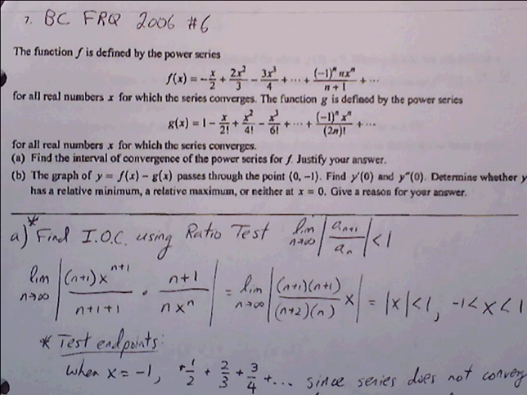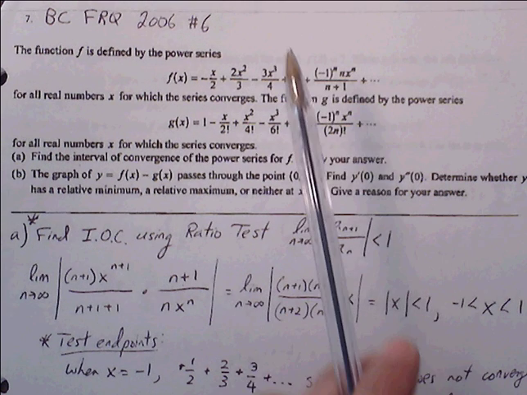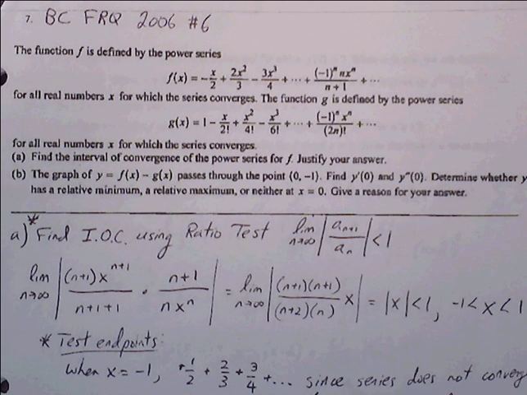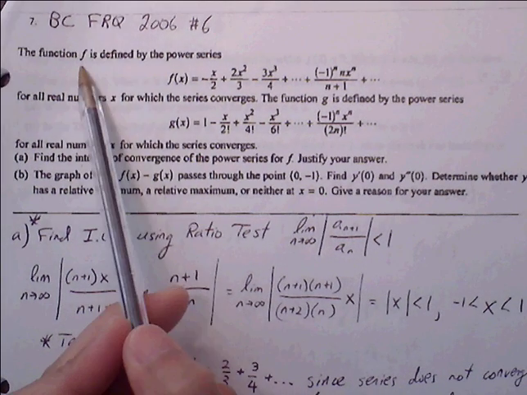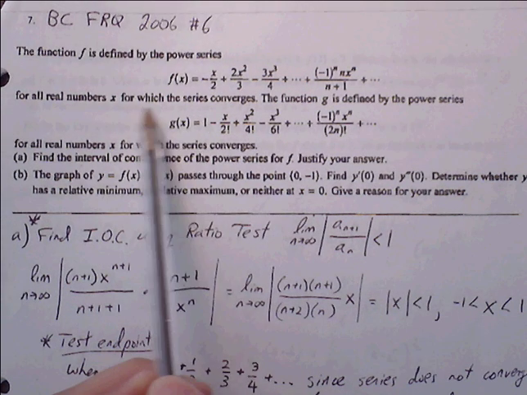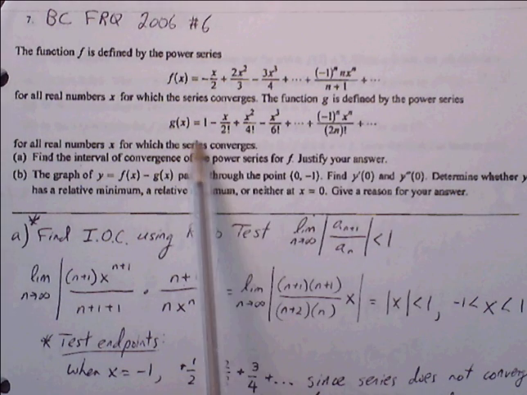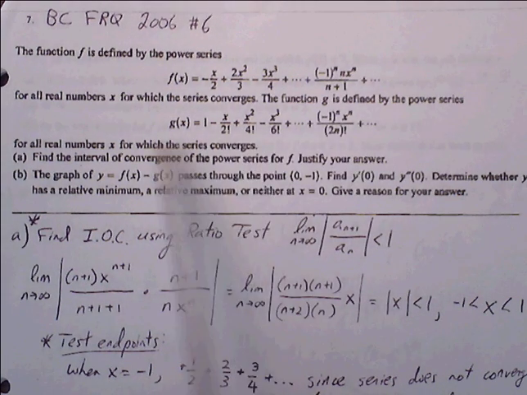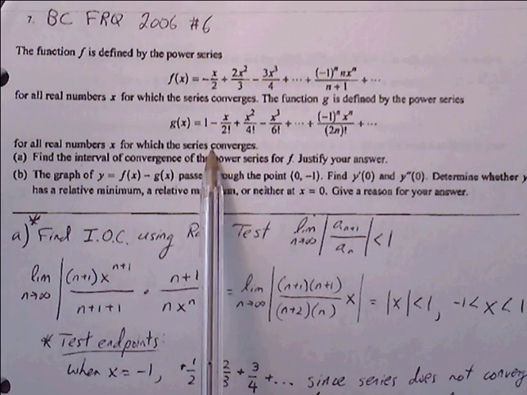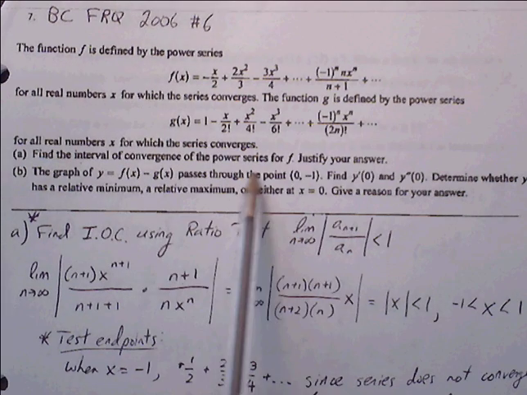We are working through, in this video, number 7 and number 8 in the packet for Taylor Series, worksheet number 2, AP Review. So number 7 says the function f is defined by the power series given by f of x, and for which the series will converge for all real numbers x. And the function g is defined by the power series given here, and for all real numbers for which the series converge. Part A, find the interval of convergence of the power series for f.